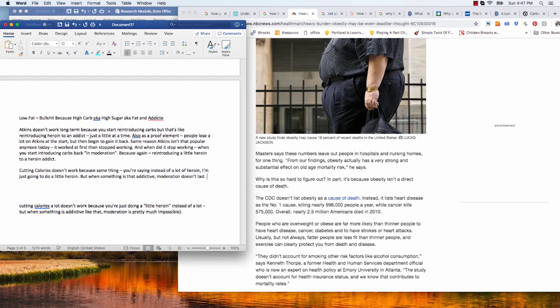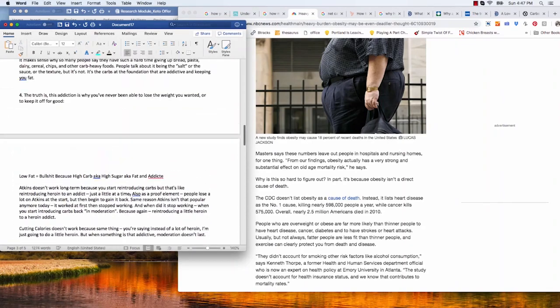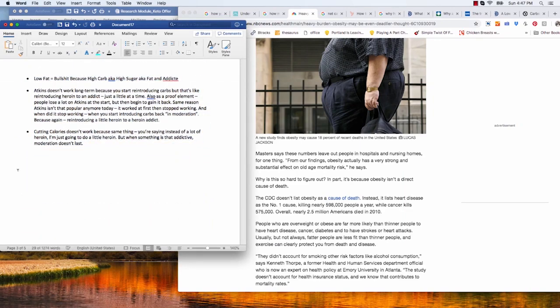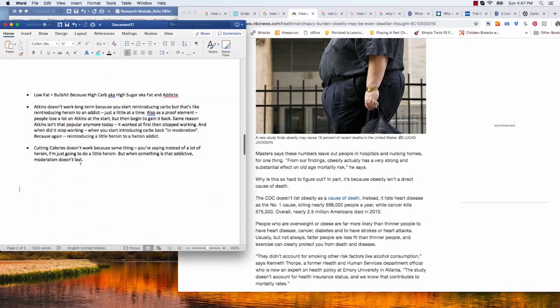Moderation doesn't last. Okay. I should do this. Weight Watchers plus Jenny Craig plus Nutrisystem, all the same thing, about fewer calories, grams of fat, but not about cutting out addictive carbs and sugar.